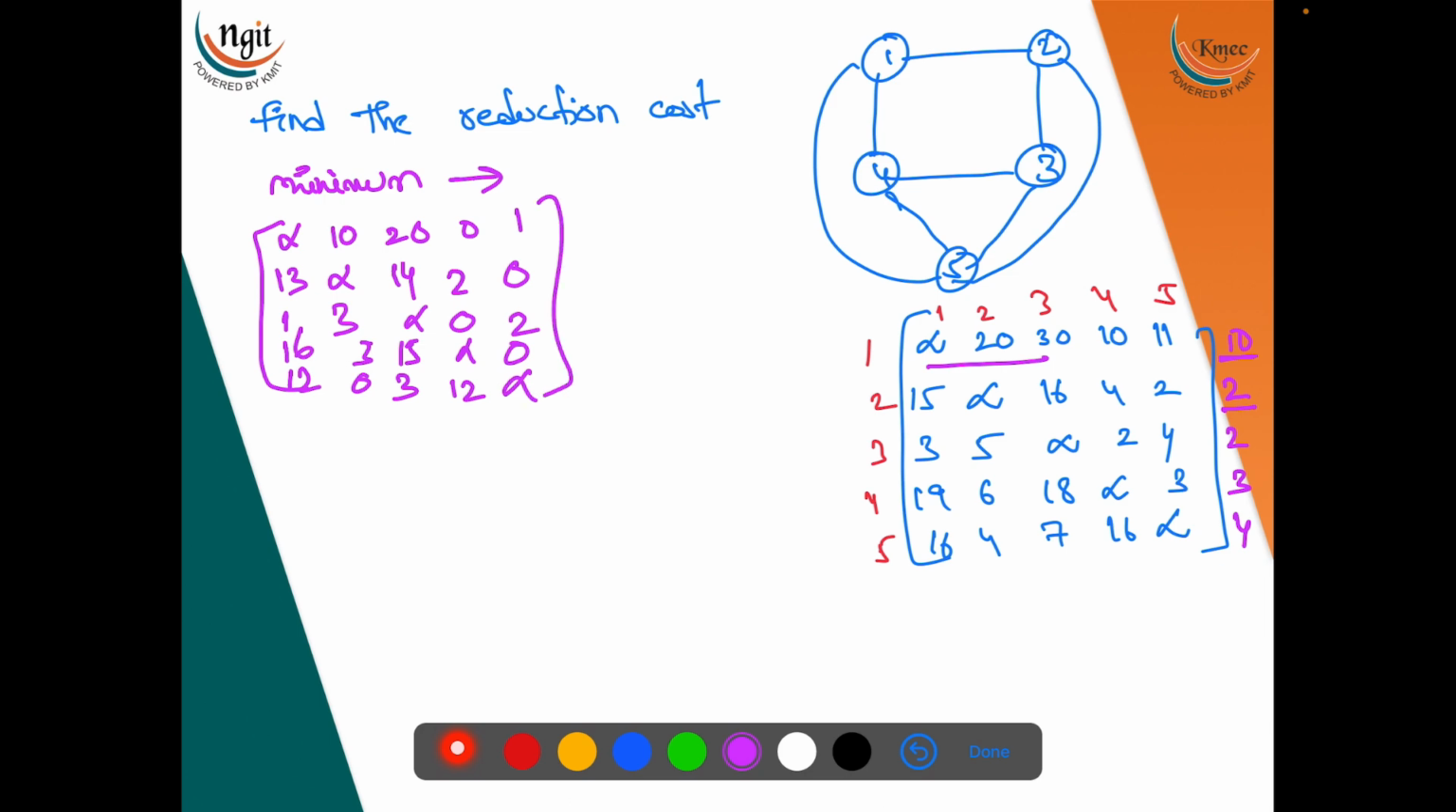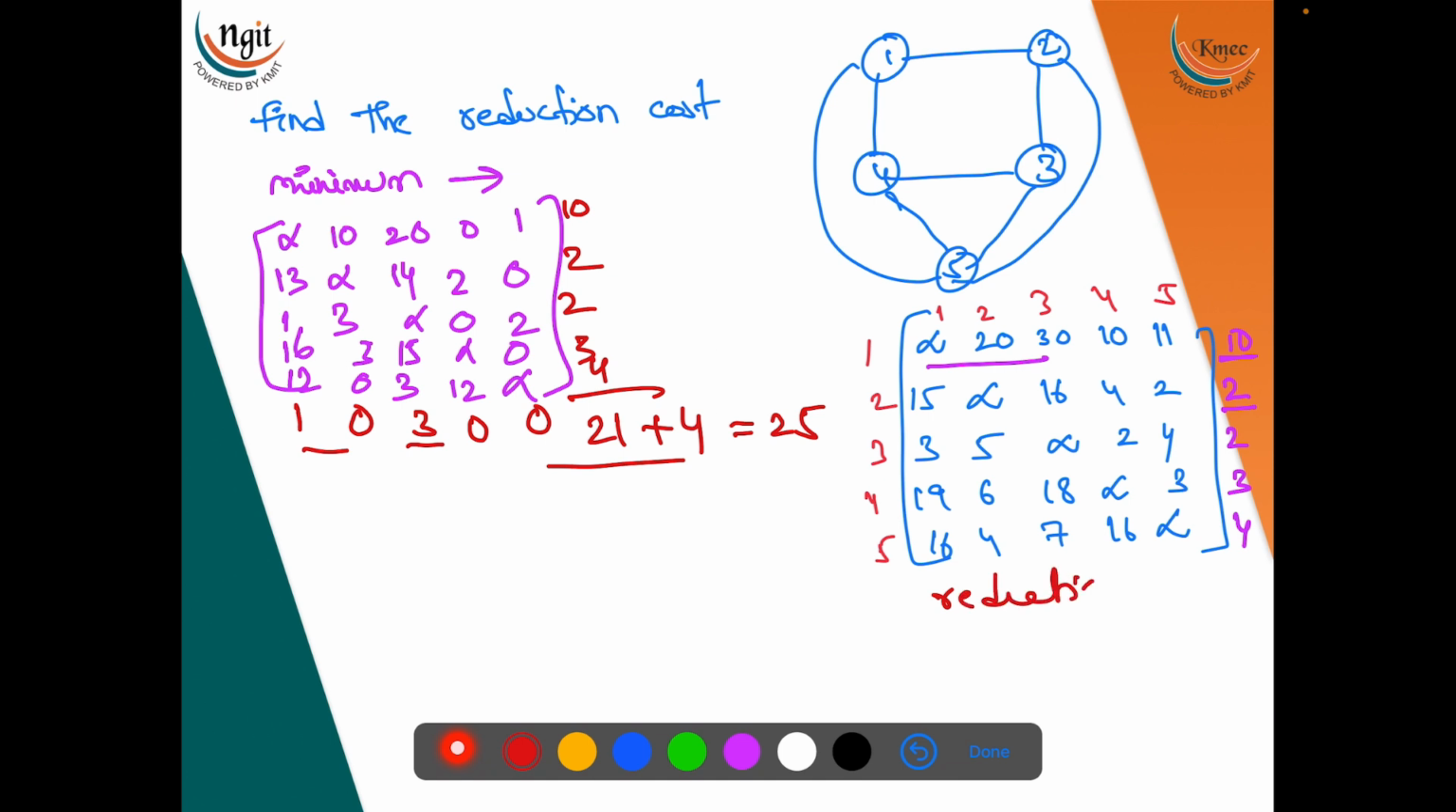Now reduction of columns also we have to do. For that, write the minimum values in each column. So the minimum is 1, minimum is 0, minimum is 3, minimum 0, minimum 0. Here, what are the row minimum values? 10, 2, 2, 3, 4. Add all of these together, this value is 21, and the column reduction is 4. Finally it is 25. Reduction cost is 25, and this is your reduced matrix.